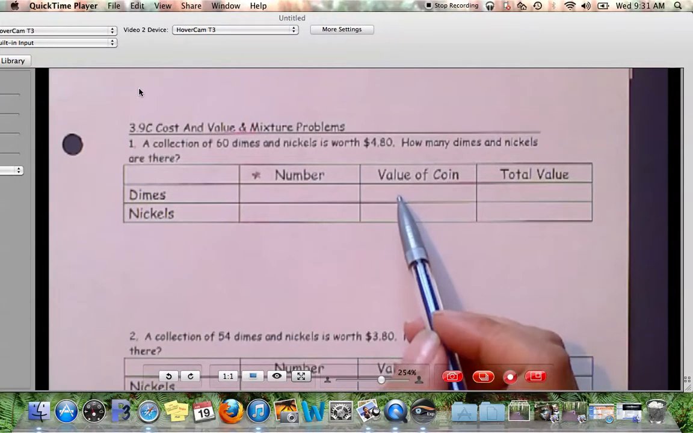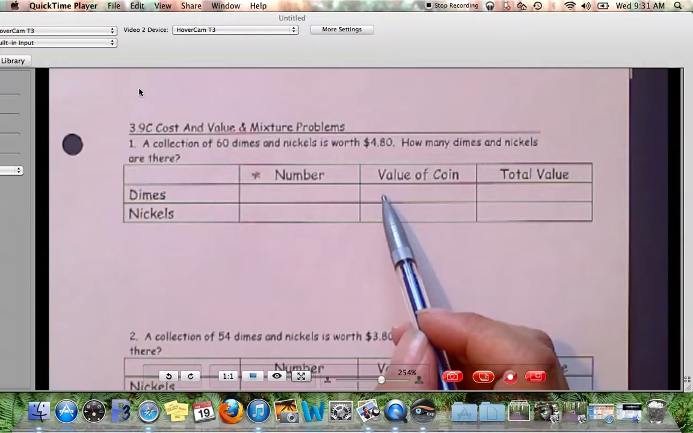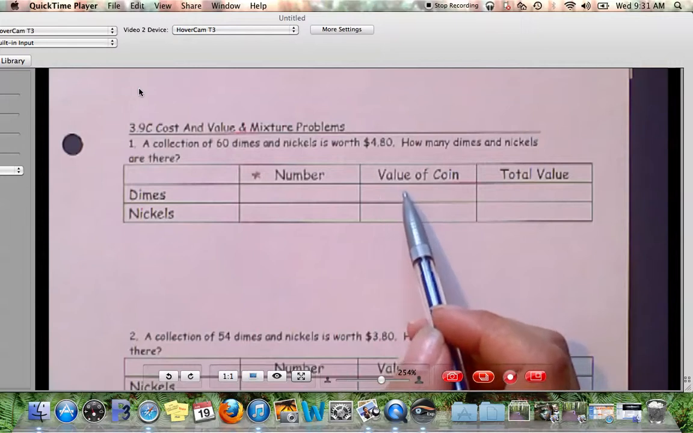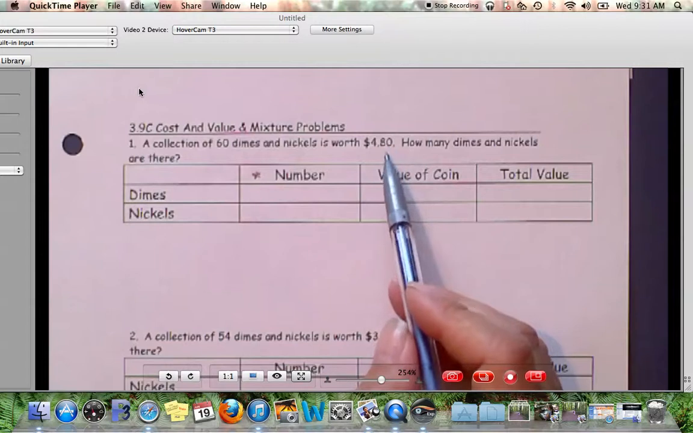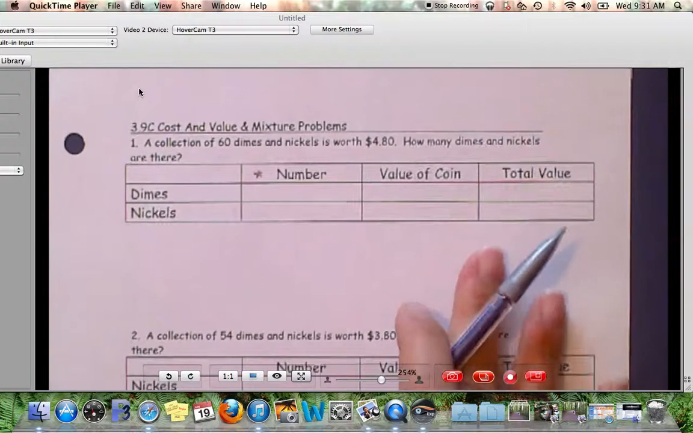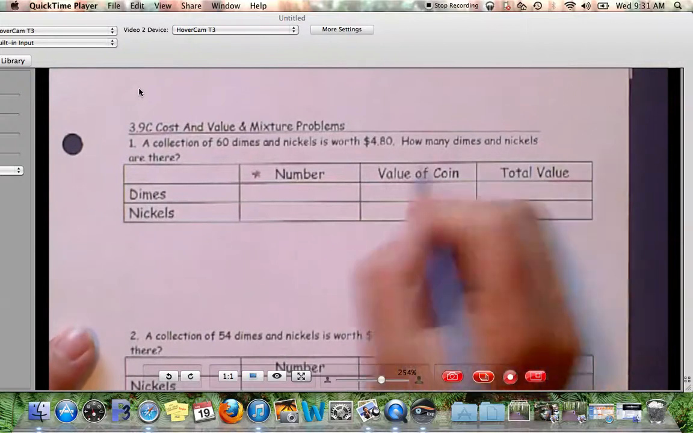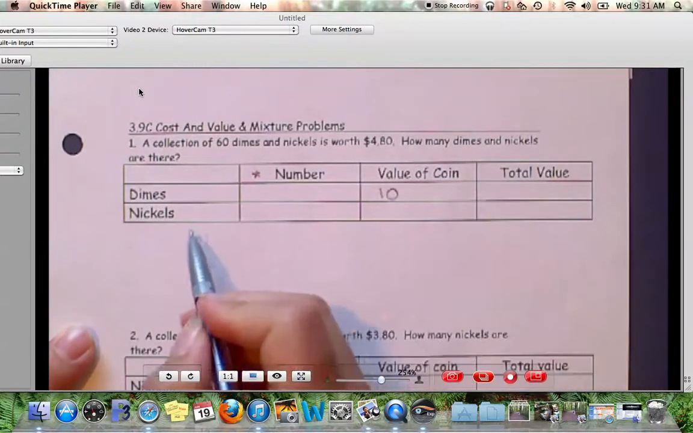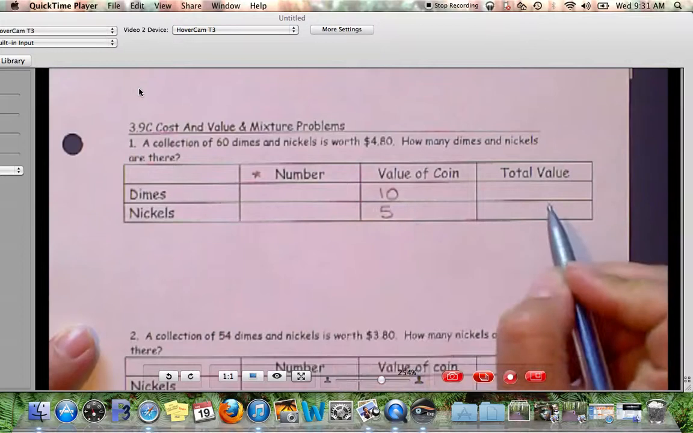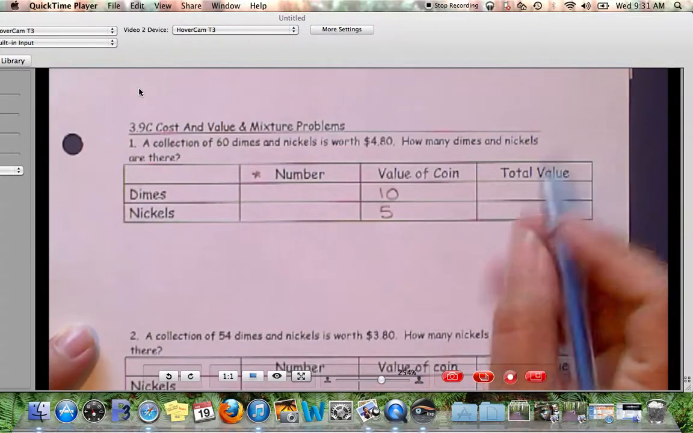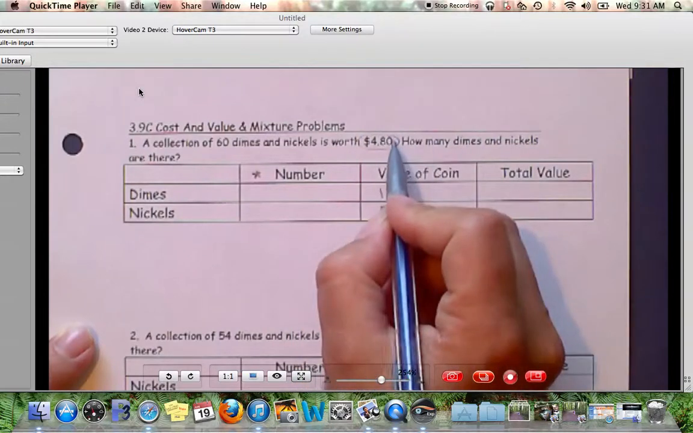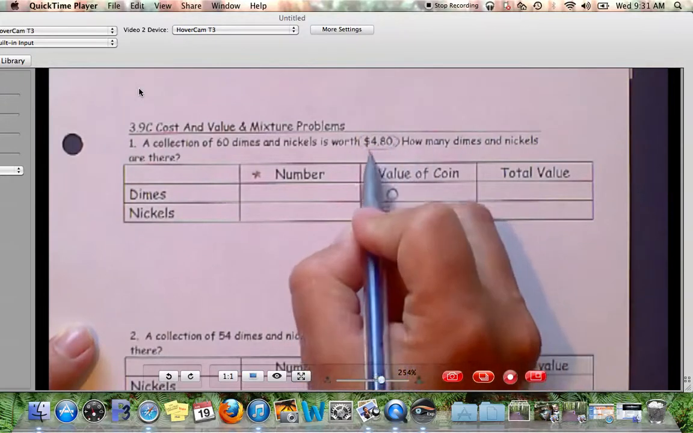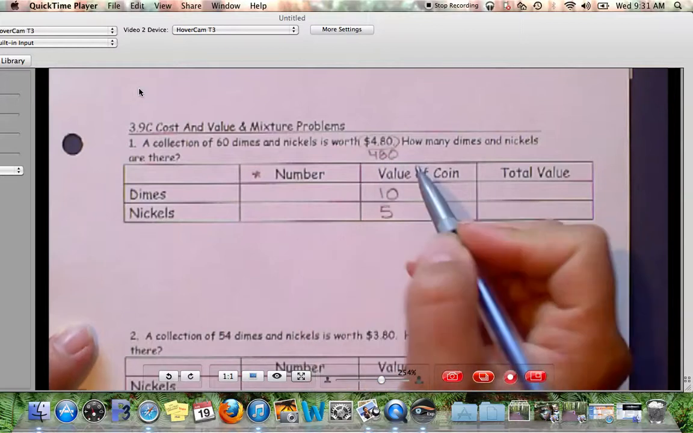Now, you have to make a decision here if you want to put your values in cents or in dollars. What I tend to do is to eliminate the decimals, I write them in cents. So a dime would be worth 10 cents, and a nickel would be worth 5 cents. Now you have to be careful later on when we start dealing with this $4.80 that we change that to all cents and not dollars and cents, so that will be 480 when we get to that point.